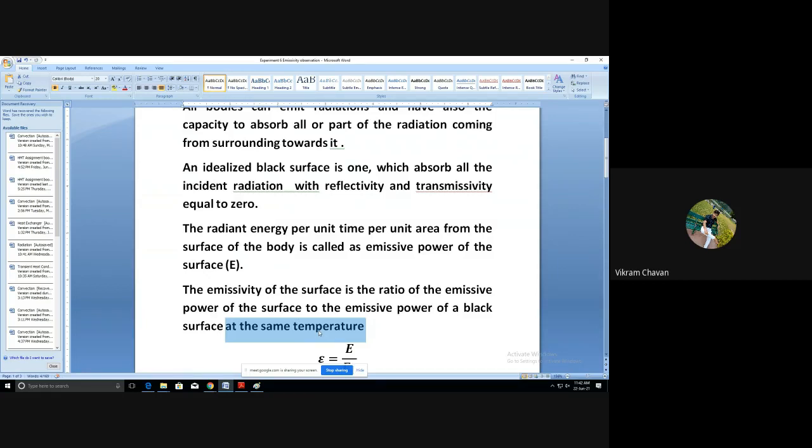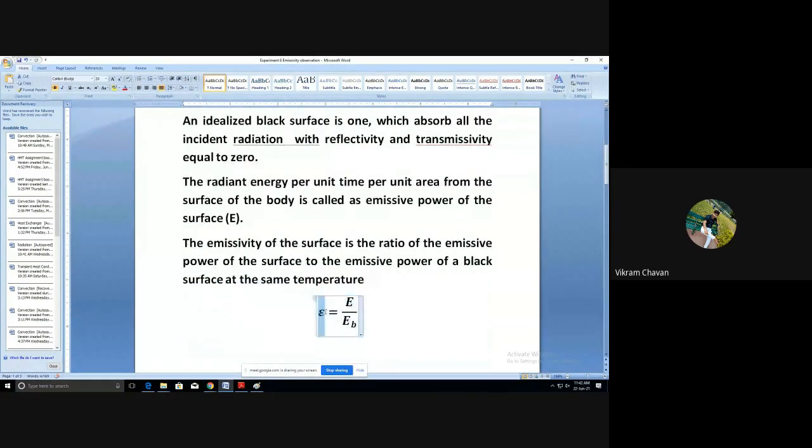In that case, whatever emissive power we get for the black surface and for the gray surface, the ratio of these two emissive powers will provide you the emissivity of that particular gray surface. Understand the meaning of this sentence. So emissivity is equal to the emissive power of a gray surface, that is capital E, divided by the emissive power of a black surface, that is capital E suffix B.